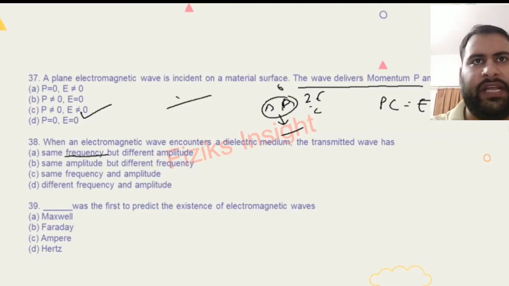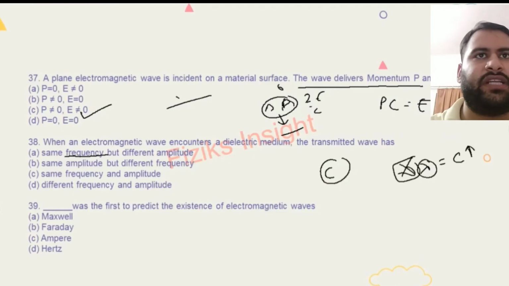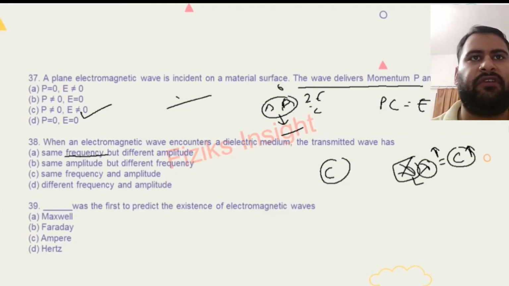Okay, so if frequency is unchanged, but when the electromagnetic wave enters a dielectric medium, its speed will be changed. So by using the relation frequency into wavelength is equals to C, as C is changing but frequency is not changing, automatically wavelength has to adjust in order to keep the product constant. So that's why A option is correct. Same frequency but different amplitude.